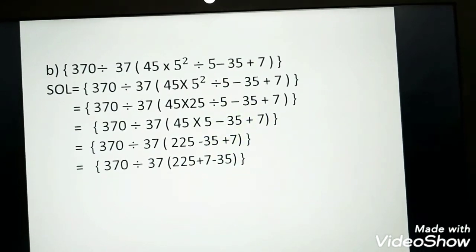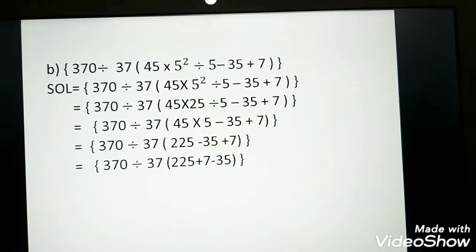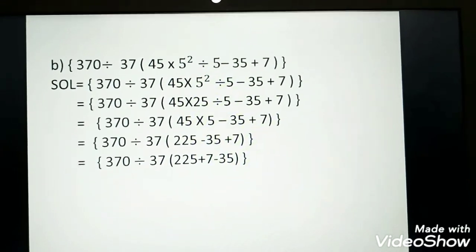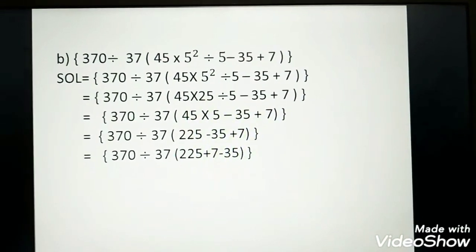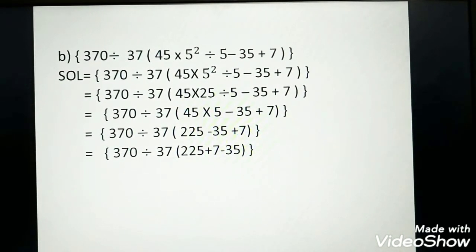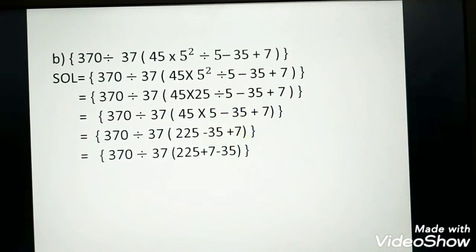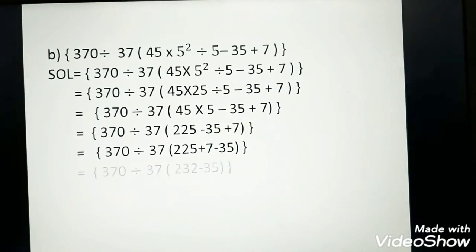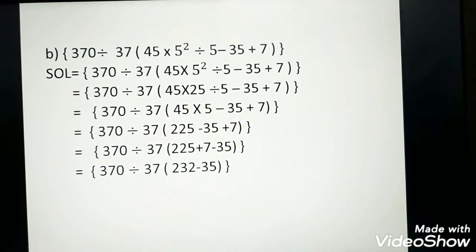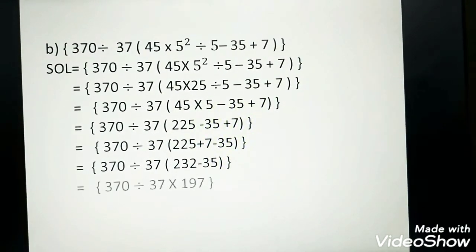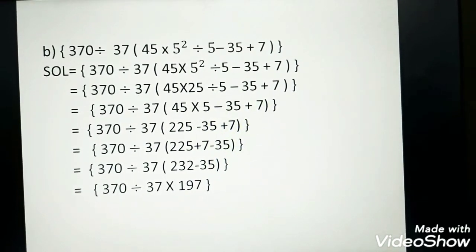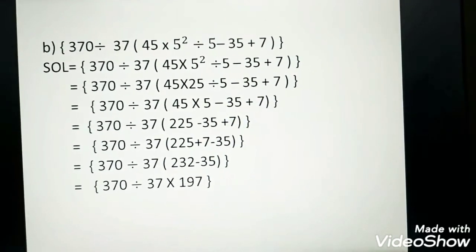Now in the next step I am taking 225 and 7 together because these both are positive numbers. 225 plus 7 minus 35. Now I am solving 225 plus 7. Now it comes to 232. Now in the next step I am solving the parenthesis again. So 232 minus 35 becomes 197.